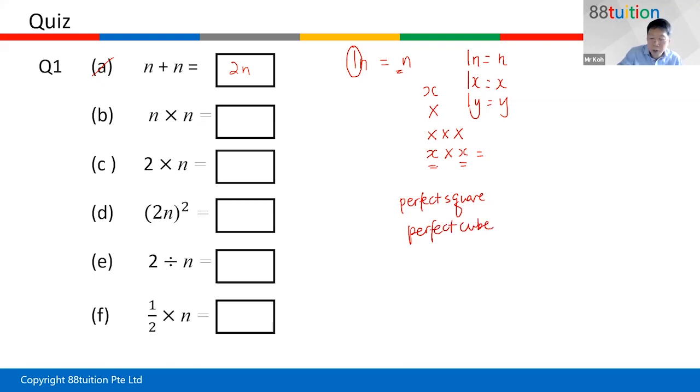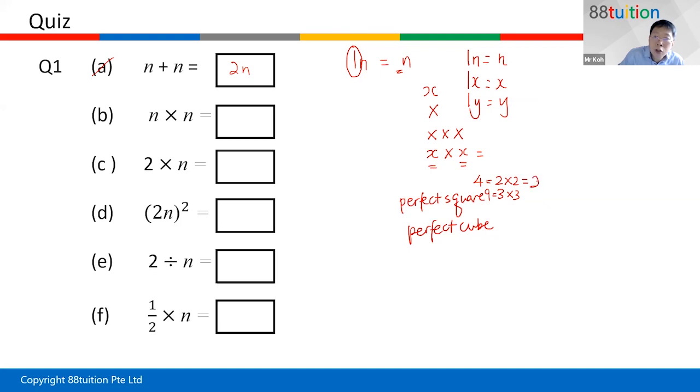Okay, do you know what a perfect square and a perfect cube are? Perfect squares would be things like 2 times 2, and 3 times 3. These are perfect squares, and the answers are 4 and 9.